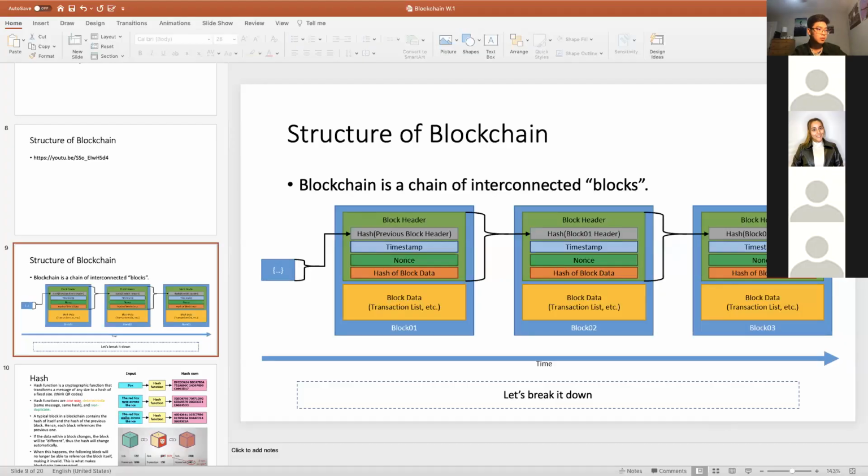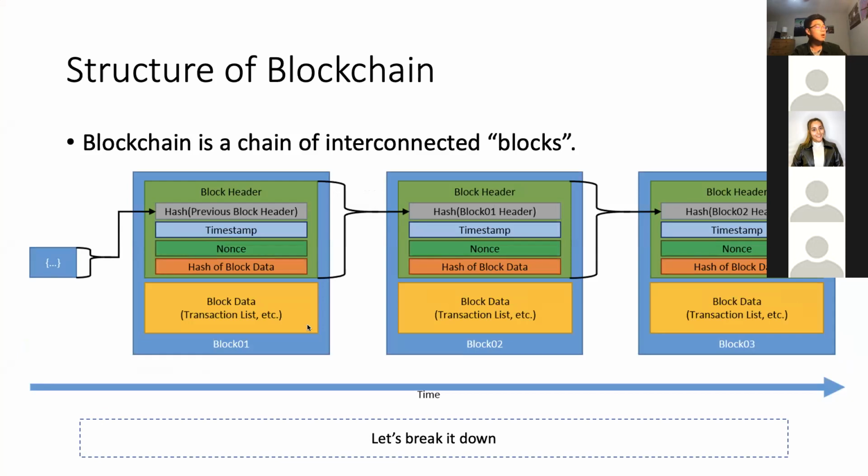Share my screen again. Okay, there we go. So this is what a blockchain looks like on a very basic level. You have the header, a hash, which it talks about in the video, timestamp, a nonce, and block data, and each block is connected. So we're going to break down each section and discuss what they are.